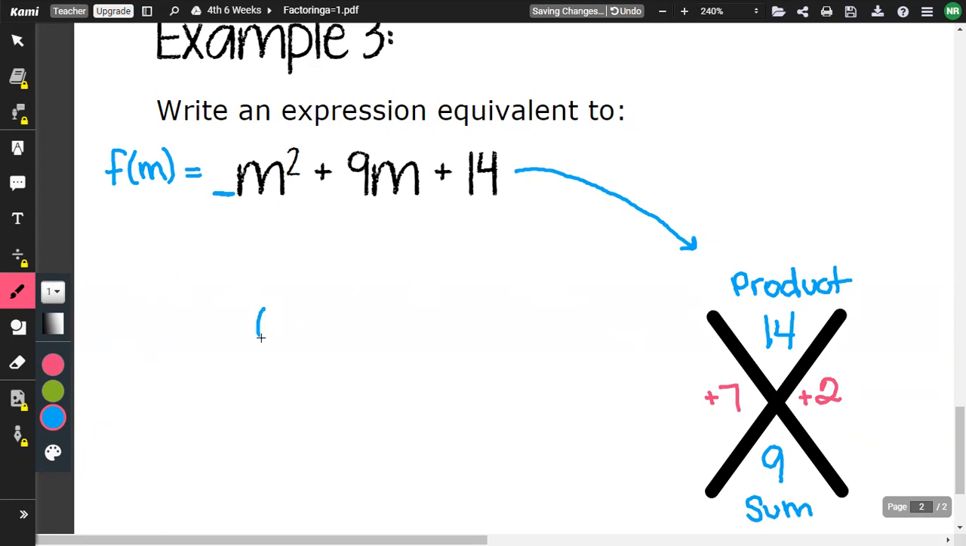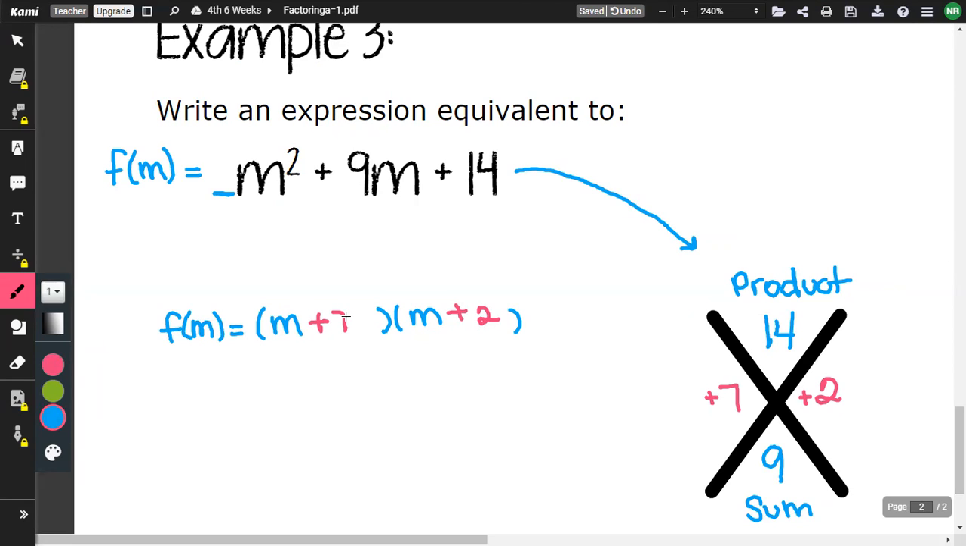Good. So let's break this apart. And what variable are we going to put at the front of each binomial? M. The first binomial is going to be M plus 7. And the second one? M plus 2. What else can they include in the answer? F of M in the front. Can, won't always. What's up?